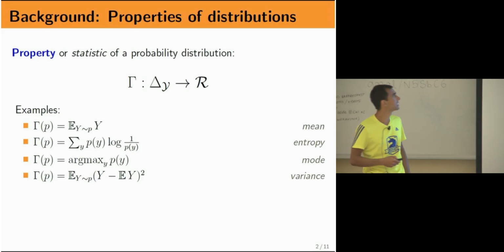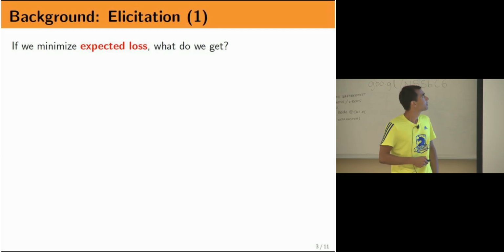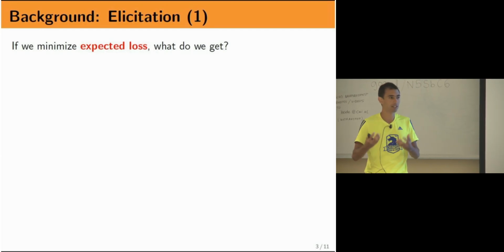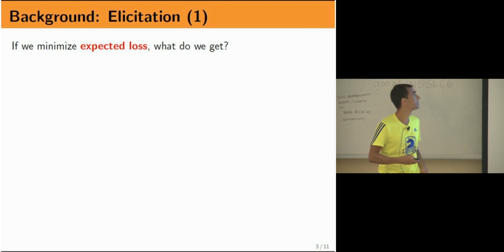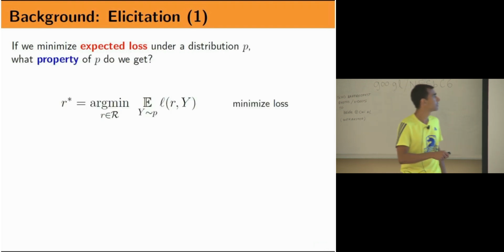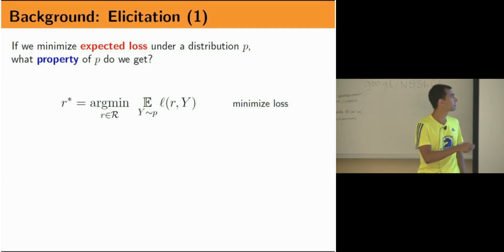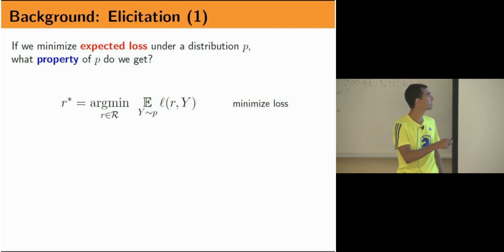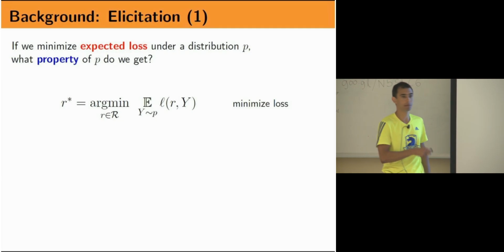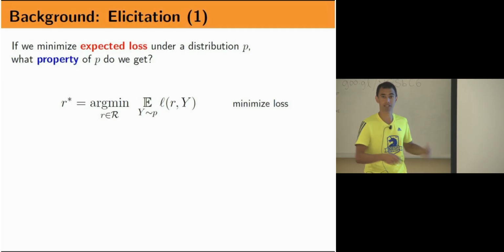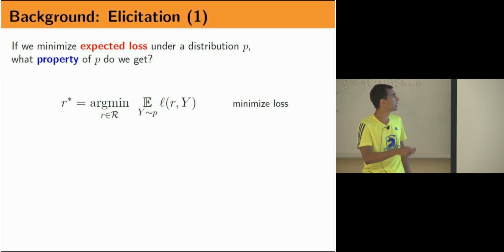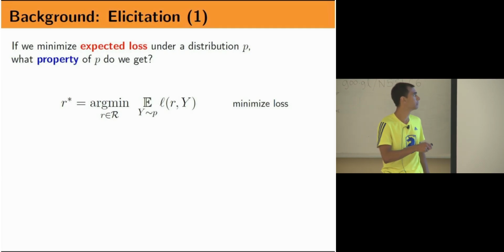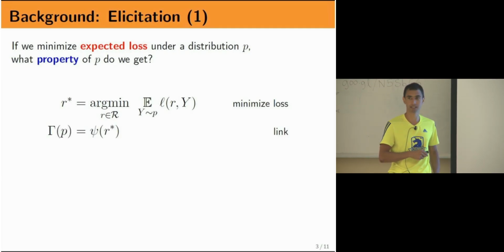What's property elicitation? Basically it asks the question: if I have this loss function and I'm trying to minimize expected loss, what am I going to get out? More precisely, if I have observations drawn from some distribution P, and I'm trying to pick parameters R to minimize expected loss, what does this R star tell me about P? Like, what property of P is it giving me? And maybe I don't care exactly about R star, but I can compute what I care about from R star with a link, right?